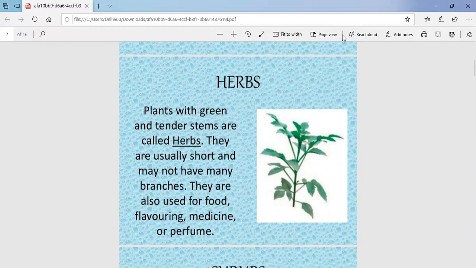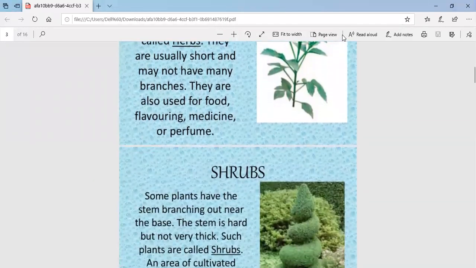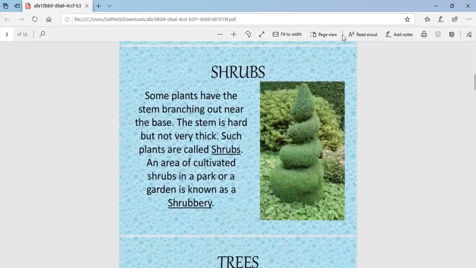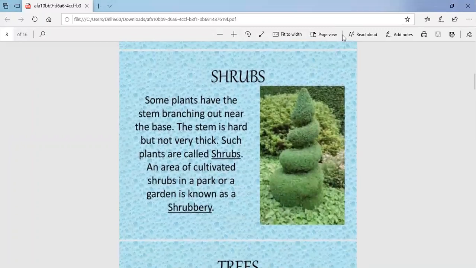So children, you have seen the herbs like mint, coriander. So these plants are the examples of the herbs. So one picture is in front of you. You can just see what the herbs are. Next comes shrubs.